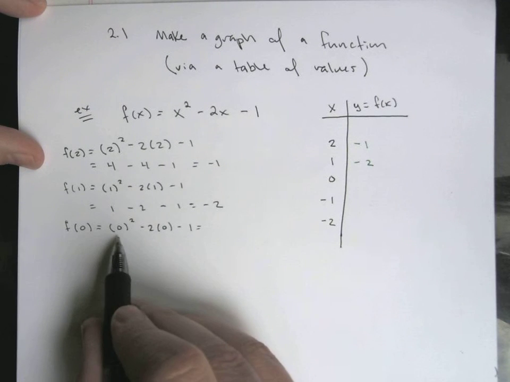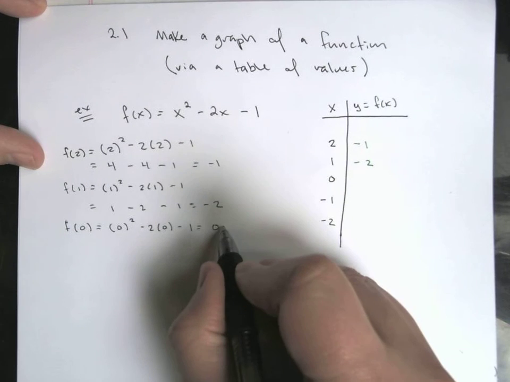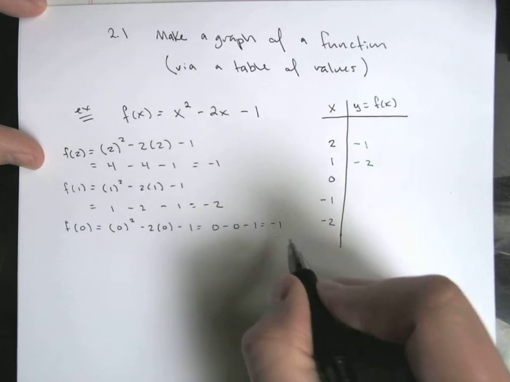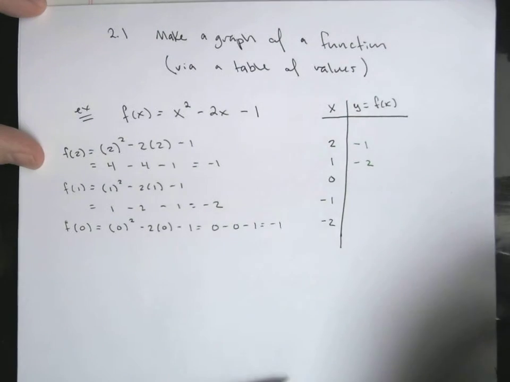This, of course, would be 0 minus 0 minus 1. So this final is minus 1. So that's interesting.